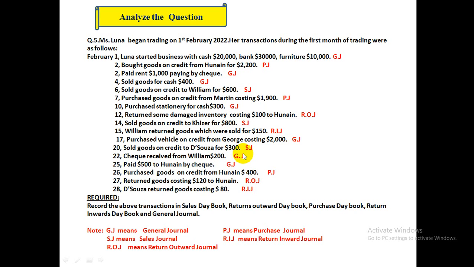The transactions which will not be recorded in any of these four, sales, purchase, return inward or return outward journal, will be recorded in the journal. So this is how we categorized, first of all, which transactions are to be recorded in the journal, which in the purchase journal, sales journal, return outward journal, return inward journal. Before analyzing this question, you must have seen the first two problems, problem 1 and 2, in order to have a better understanding of this question.